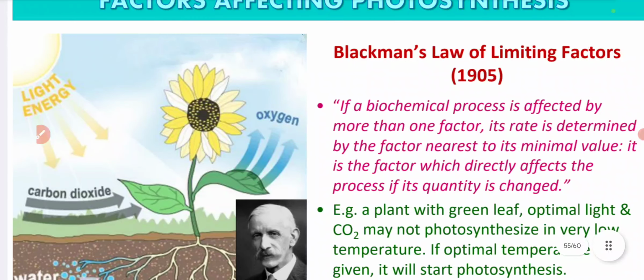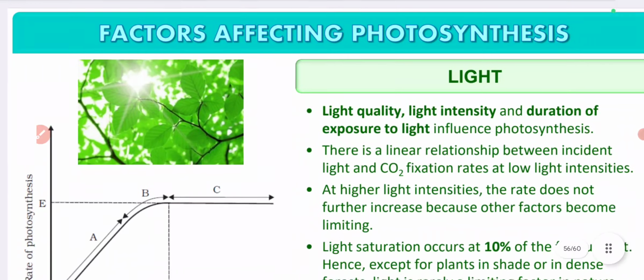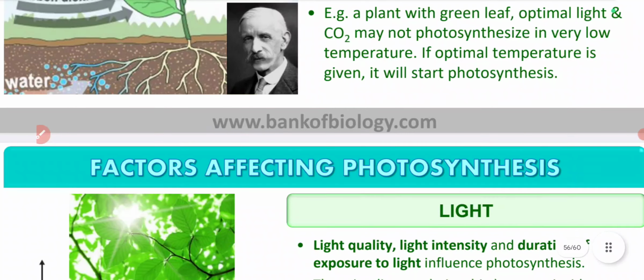Here, Blackman's law of limiting factors, 1905. If a biochemical process is affected by more than one factor, its rate is determined by the factor nearest to its minimal value. It is the factor which directly affects the process if its quantity is changed. For example, a plant with green leaves, optimal light and CO2 may not photosynthesize at very low temperature. If the optimal temperature is given, it will start photosynthesis. So if any one factor is limited, then it directly affects the whole process of photosynthesis.